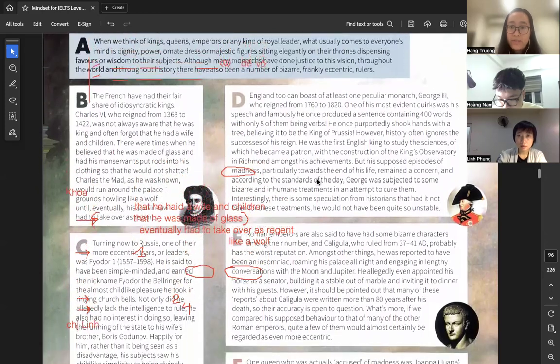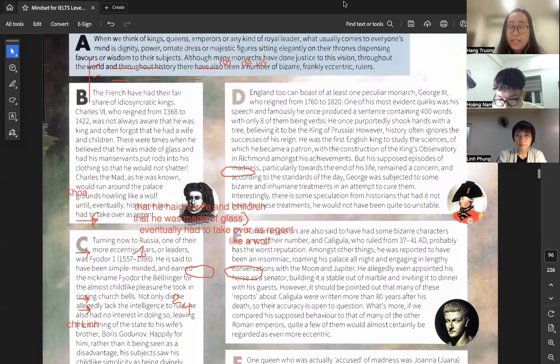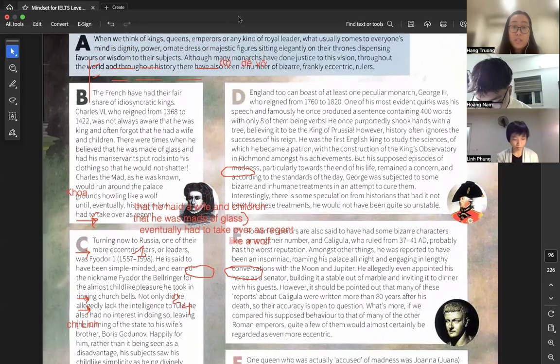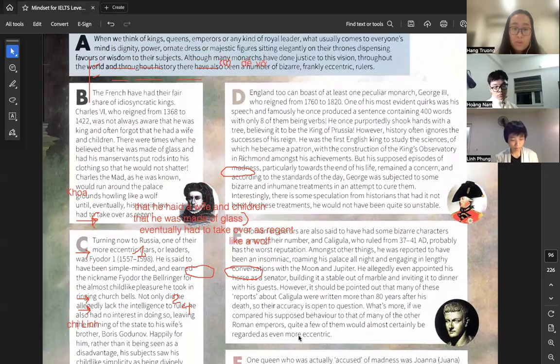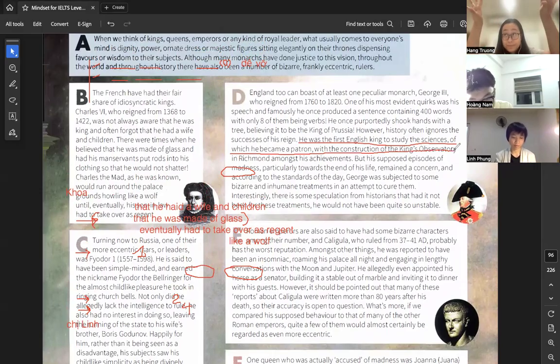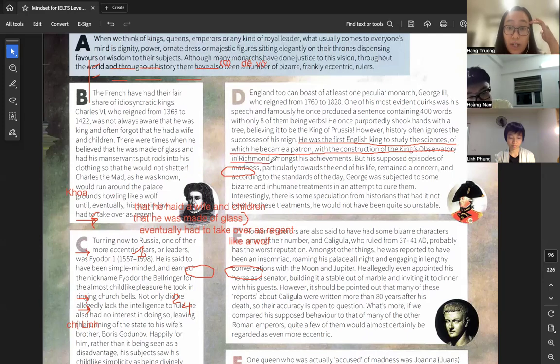Paragraph D. Okay. He was the first English king to study the sciences, of which he became a patron, with the construction of the King's Observatory in Richmond amongst his achievements. Okay, so ông này rất là ủng hộ sự phát triển của khoa học, đúng không? Đây, chính là câu này đây. Sau đó thì patron nghĩa là người tài trợ, right? Tức là cho tiền để phát triển khoa học. With the construction of the King's Observatory, cái đài thiên văn in Richmond. So he was very much ahead of his time, right?